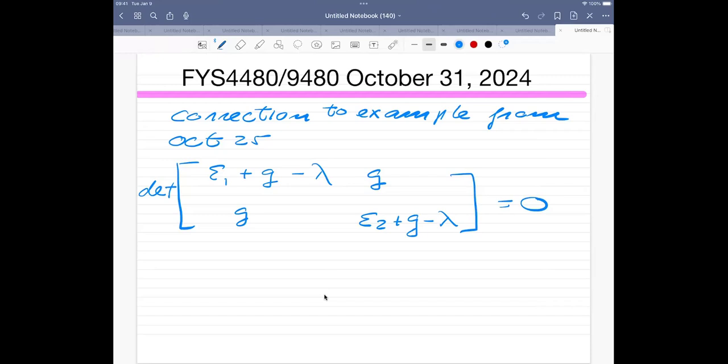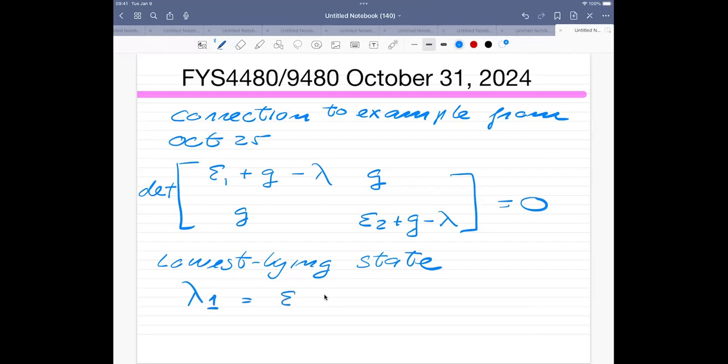Now, what I did wrong in the setup of the result is that I mixed up a minus sign. So the solution here for the lowest lying state is going to be given by an epsilon 1. So we just call this eigenvalue lambda 1.